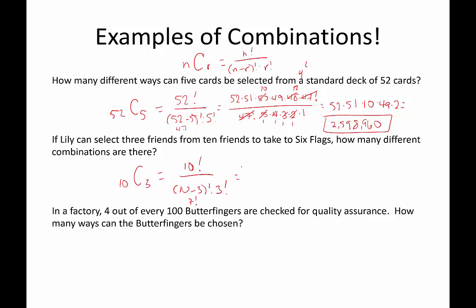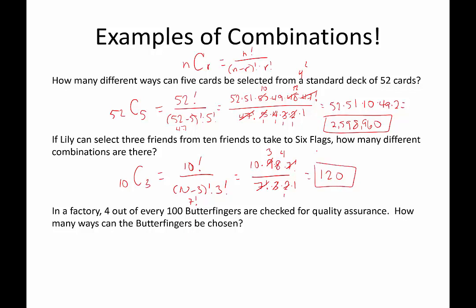So again, I'm going to expand 10 factorial until I get to 7 factorial, and then I'm going to leave it as 7 factorial over 7 factorial, and then I'm going to expand the 3 factorial to 3 times 2 times 1. So the 7 factorials cancel, 3 goes into 9 3 times, 2 goes into 8 4 times, 10 times 3 times 4 is 120. So there's 120 different ways that Lily could choose 3 friends out of a group of 10.